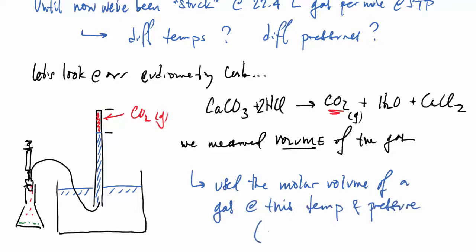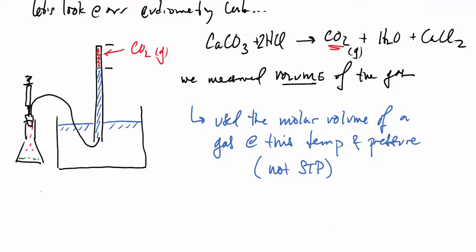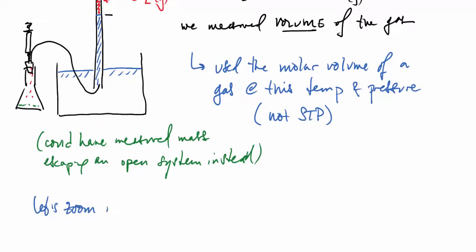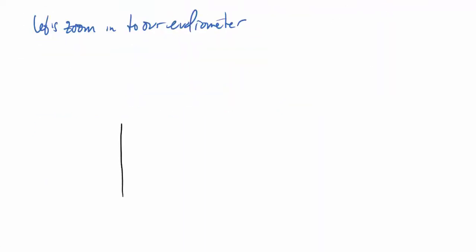Another way of doing this lab, if we hadn't been able to deal with the not at STP volume of the gas, we could have measured the mass escaping in open systems. The whole thing could have been done on a digital balance, and we could have measured the mass escaping as the reaction proceeded. Anyway, let's lose no time and zoom in on our eudiometer here.